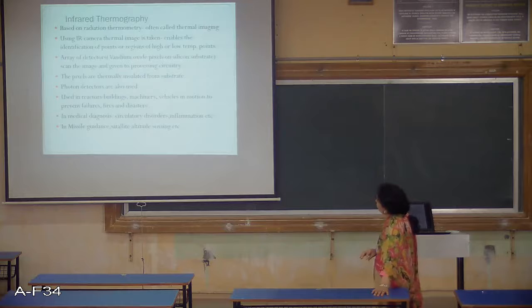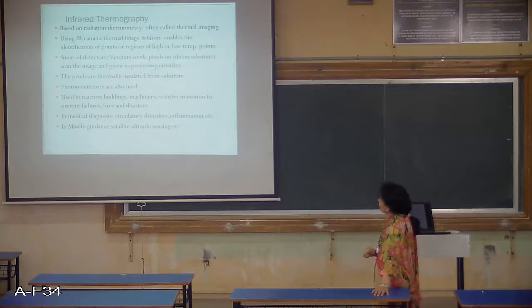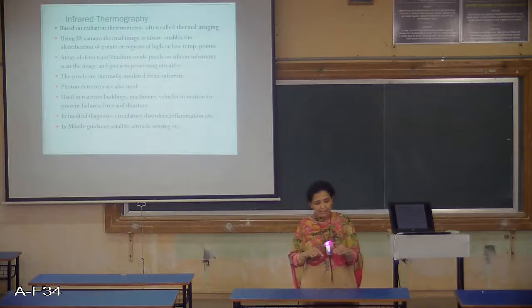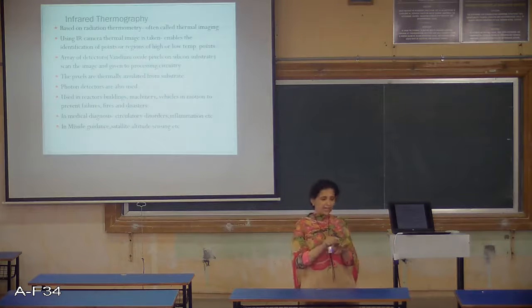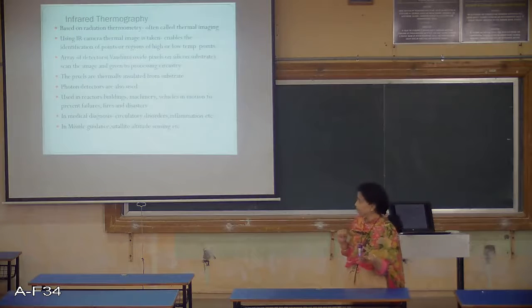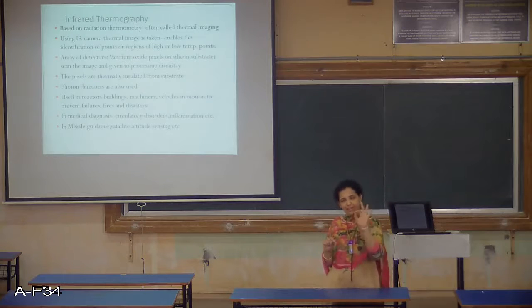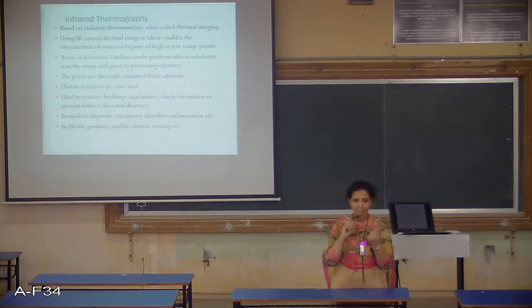So, an array of detectors, which are made up of what? Vanadium oxide pixels on a silicon substrate. They scan the image and give it to the processing circuitry. Now this image, once it is taken, is given to the array of detectors. These detectors are made up of vanadium oxide, and they are in the form of pixels, small in size. Again, nanotechnology manufactures these pixels.